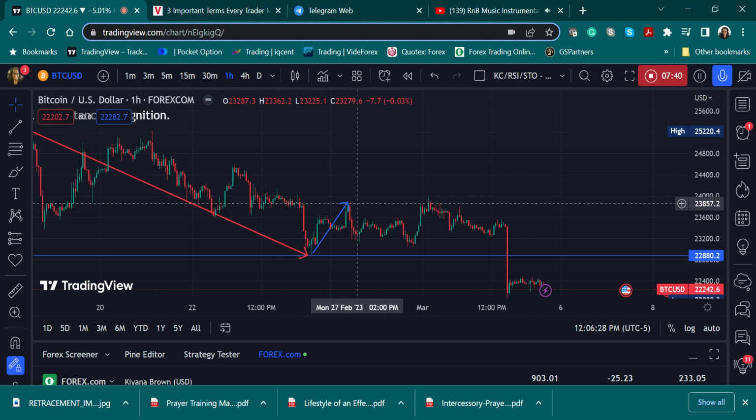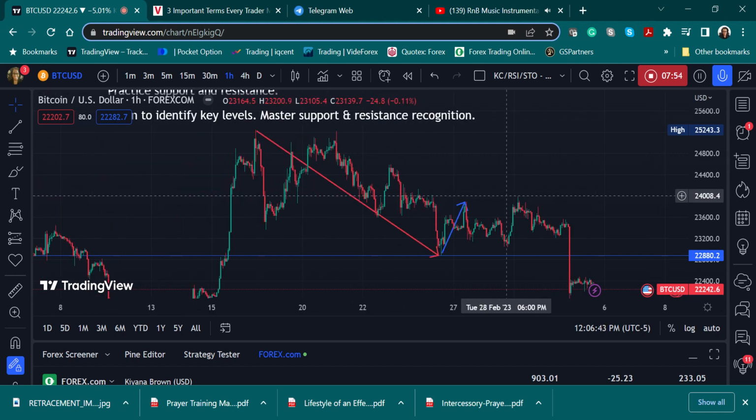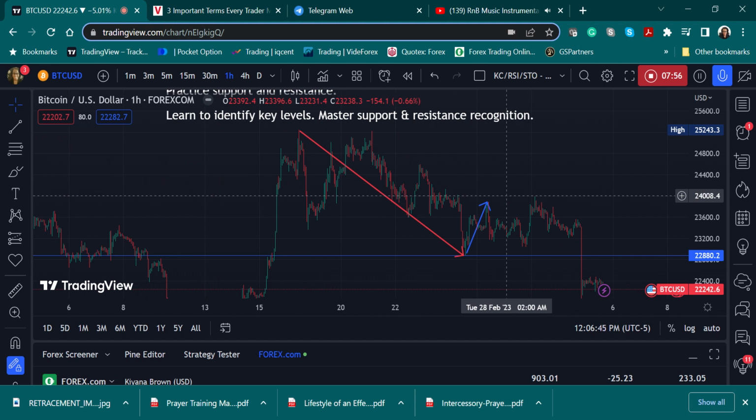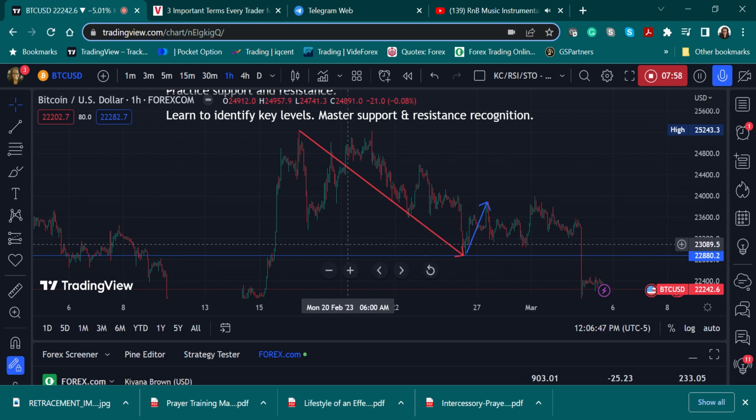And that explains it. Now that I've already talked about what support is, let me show you how to identify support. How do you do that? What you want to do is, as you have your chart, you are literally going to see where the wick is. So let's talk about that.